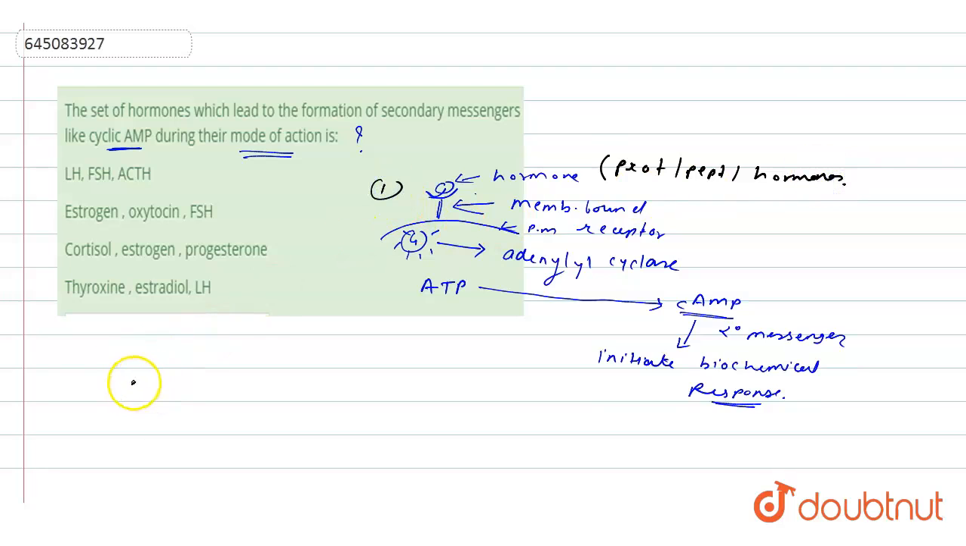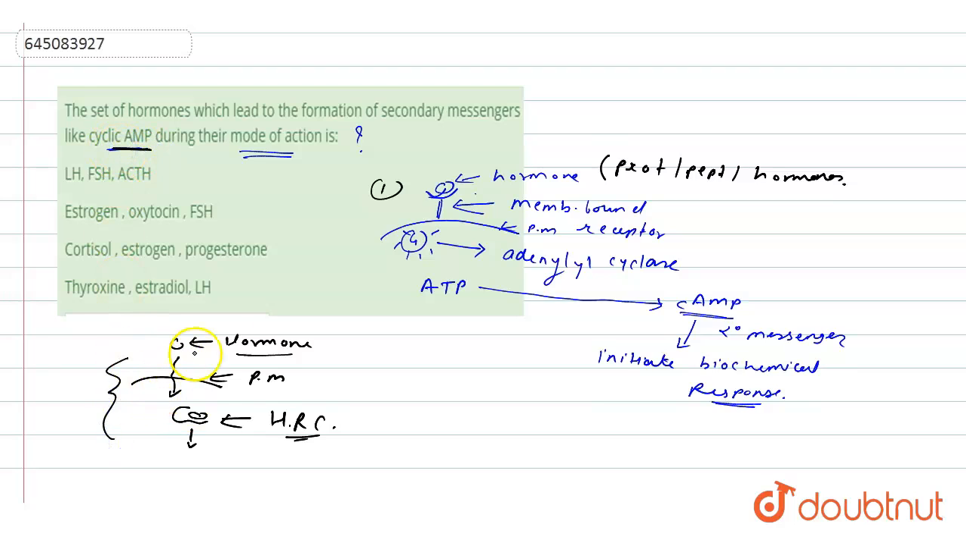In the other type, suppose this is a plasma membrane and this is a hormone. The hormone directly crosses the plasma membrane and binds to the intracellular receptor, the receptor present inside the cell. They bind the intracellular receptor and make a hormone receptor complex, and now they will initiate the biochemical response. But what is asked in this question is we have to identify such a set of hormones that will activate the cAMP. In this pathway, cAMP is not activated.